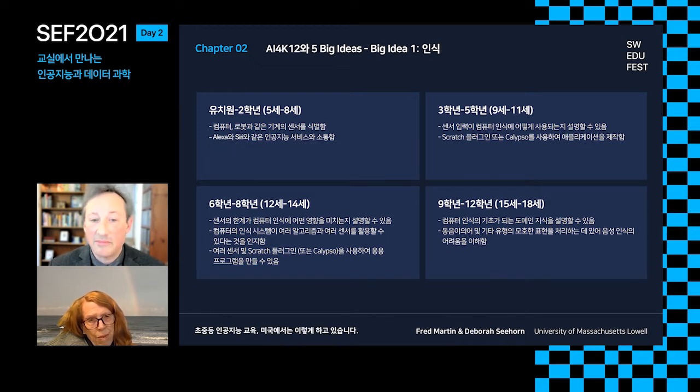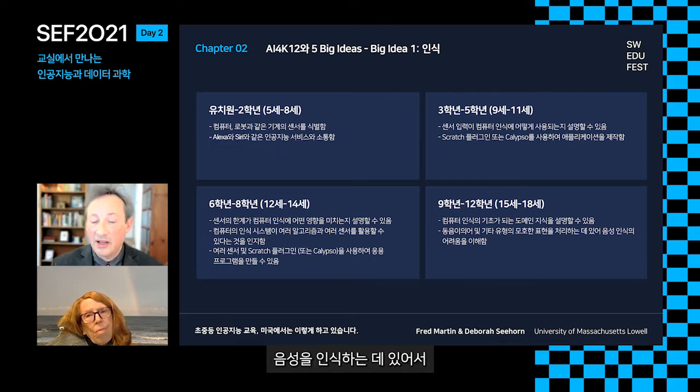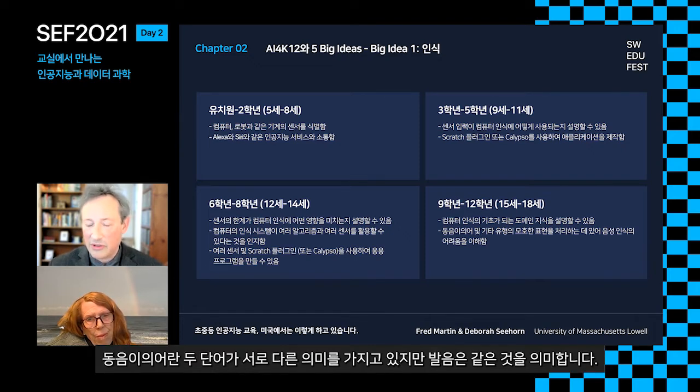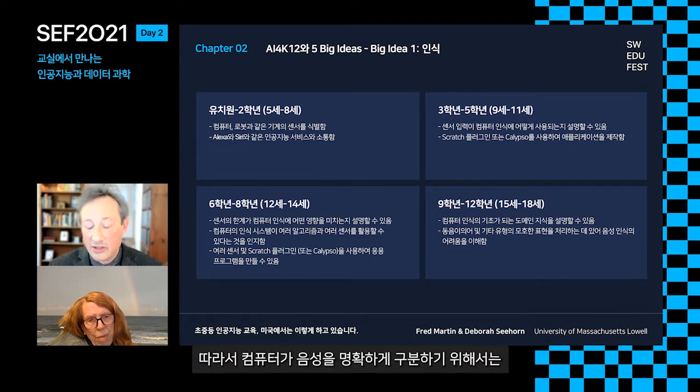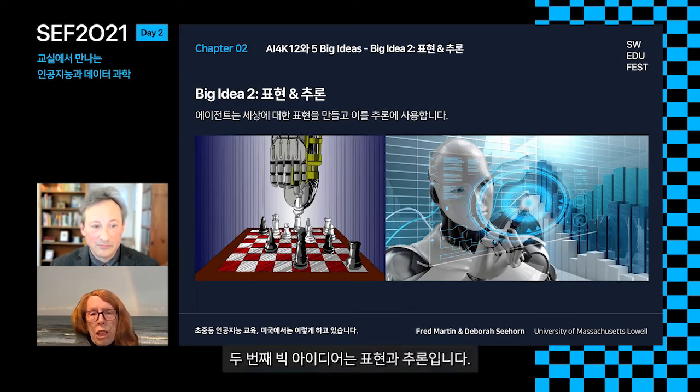And at the high school grades 9 through 12, students could understand that in perceiving sound, there's this idea of a homophone. Those are 2 different words that are pronounced the same. In English, there's many examples of this. And so in order for computers to disambiguate what word is spoken, they need to draw on the larger meaning of the sentence. Big idea 2 is about representation and reasoning.